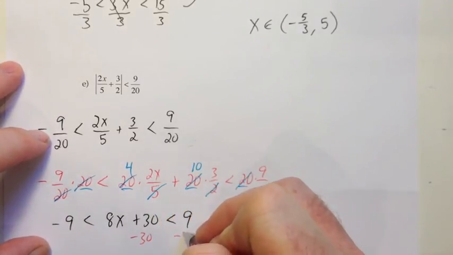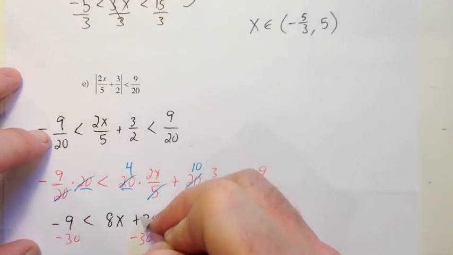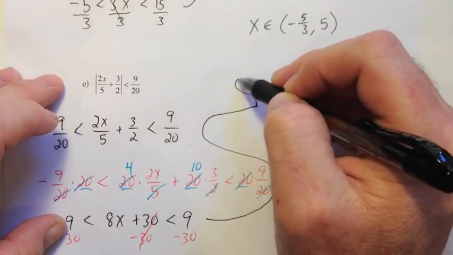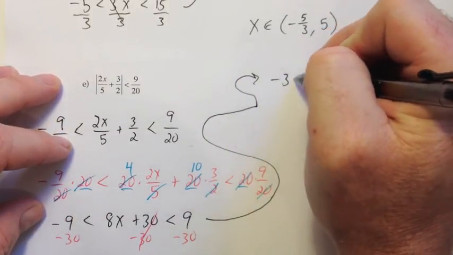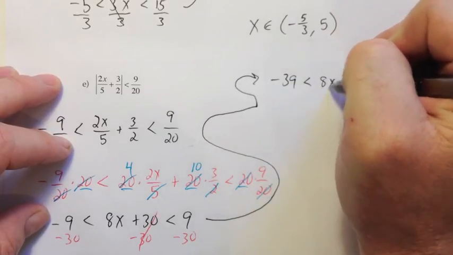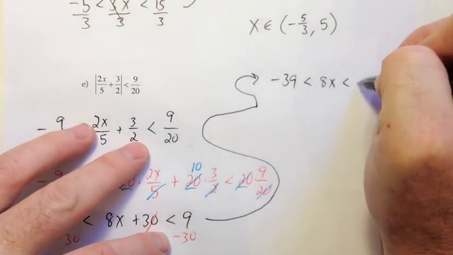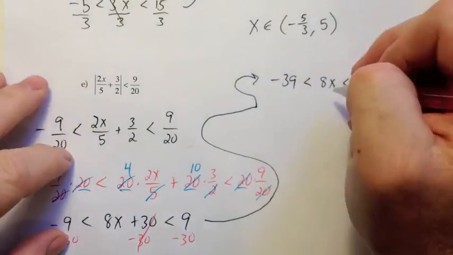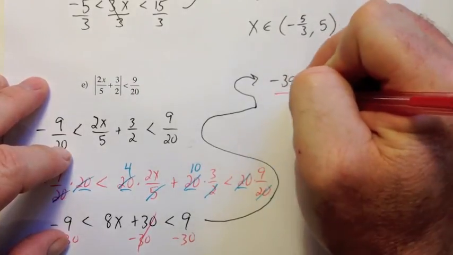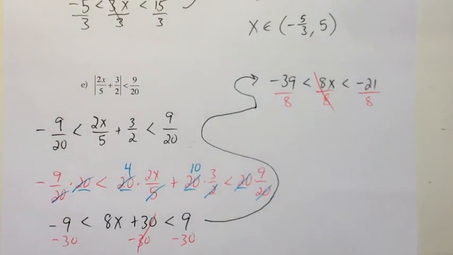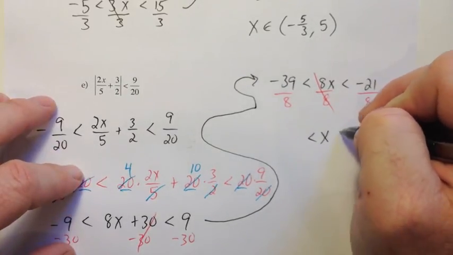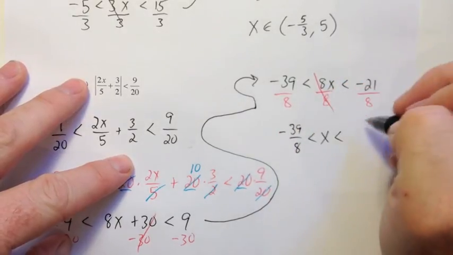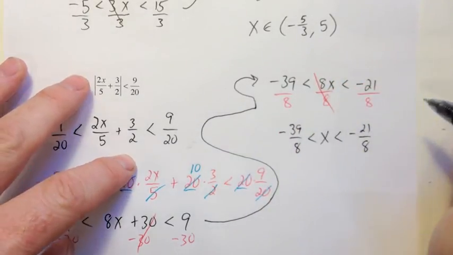So subtract 30 from all three parts. It'll cancel those off in the middle. That takes us to negative 39 is less than 8x is less than 9 minus 30 would be negative 21. And then we want to get that x finally by itself, so divide by 8 in the middle. Do that on the outsides also for balance. Your 8's cancel. You get x in the middle, which means essentially we've now solved this. We just want to write our solution. Negative 39/8 is the left boundary. Negative 21/8 is the right boundary.